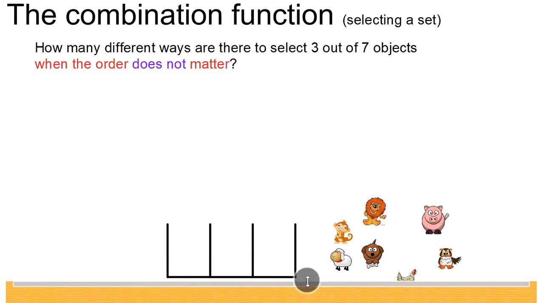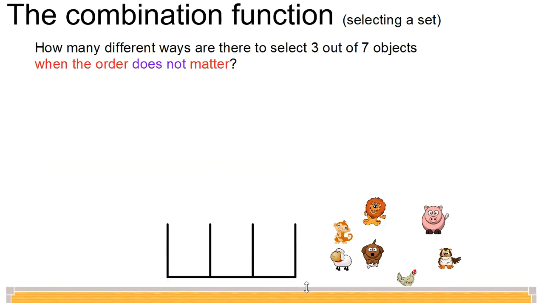Okay, so the first is selecting a set. Suppose that we're asking how many different ways there are to select 3 out of 7 objects where the order doesn't matter. So think about the bins that we had before, but now the bins are not marked, so they're all identical. Or to make the point even clearer, suppose that we just remove the separators in the bin. So we just need to put 3 objects in here, but it doesn't matter in which order they're put in.